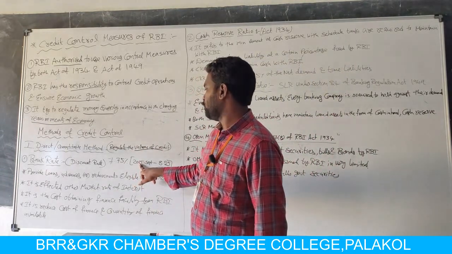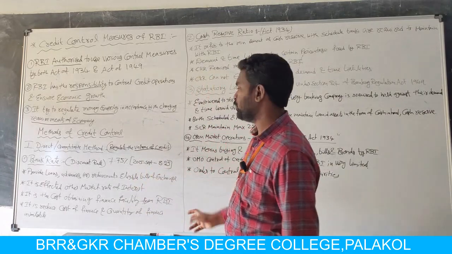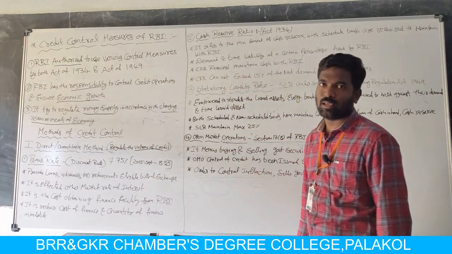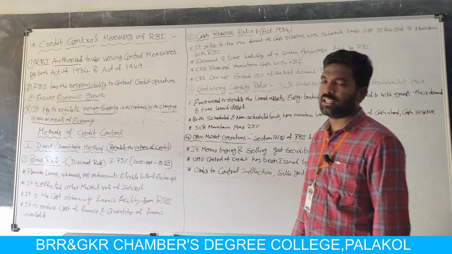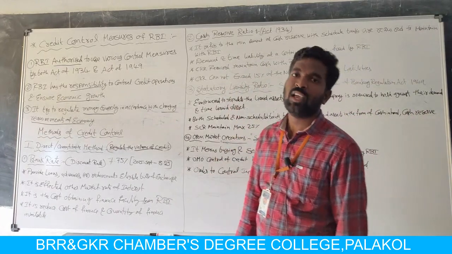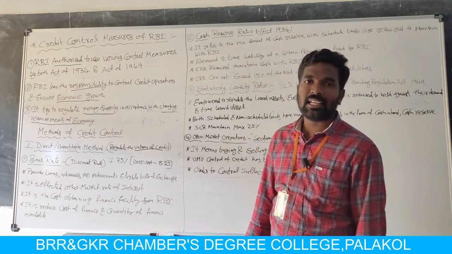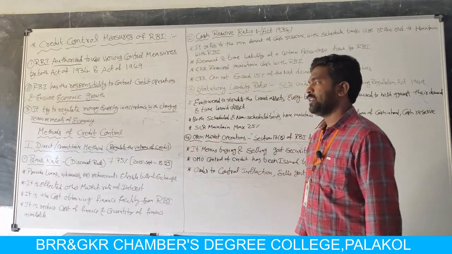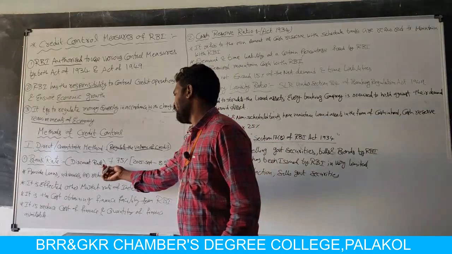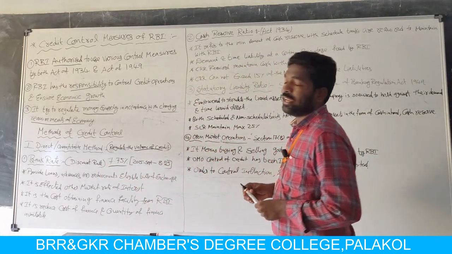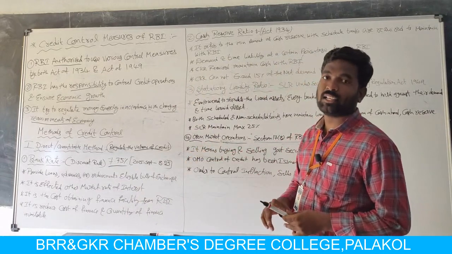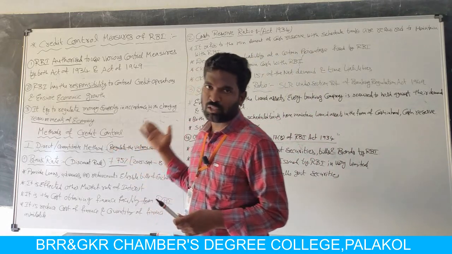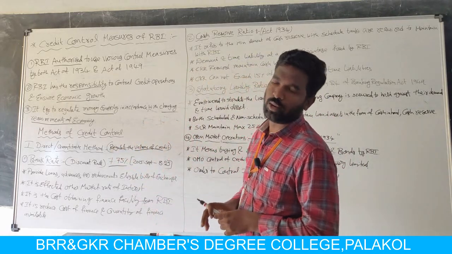Before September 2015, the bank rate was 8.25%. After September 2015, RBI decreased the bank rate to 7.75. Okay, clear? That is bank rate. So listen carefully, these points are asked in competitive exams also. And in examinations, the most important question is credit control measures of RBI.